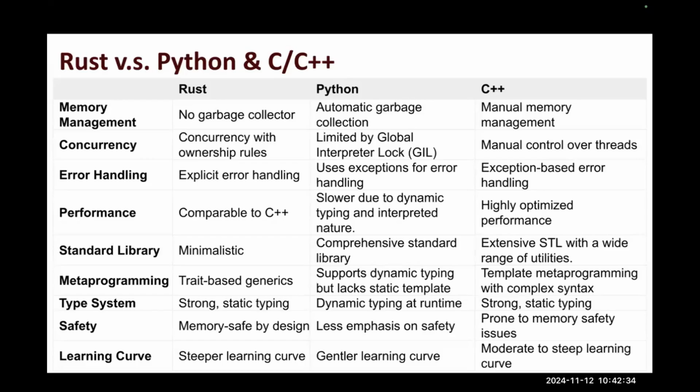Learning curve, the last one. I would say Rust is a little bit steeper. You need to have some background in not only the programming language side, but also in hardware, to understand how the hardware works, for example how the heap and the stack memory work, and how the operating system handles different exceptions, etc.